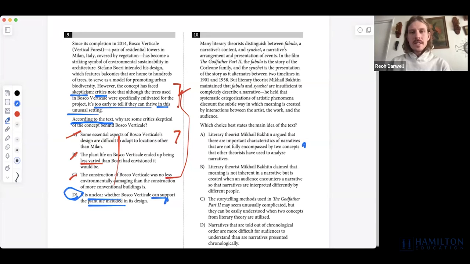All right, question 10 here is one of the rare, interesting passages I feel like I've seen on the SAT lately.